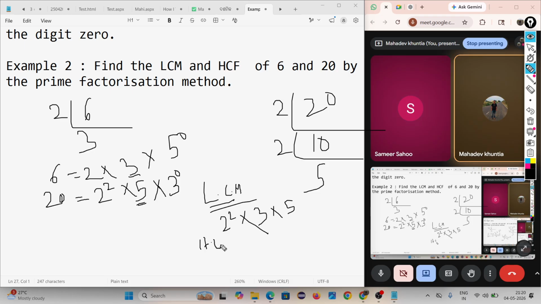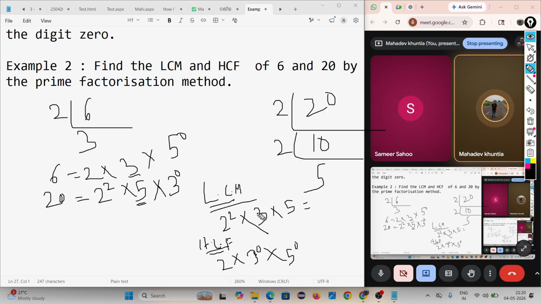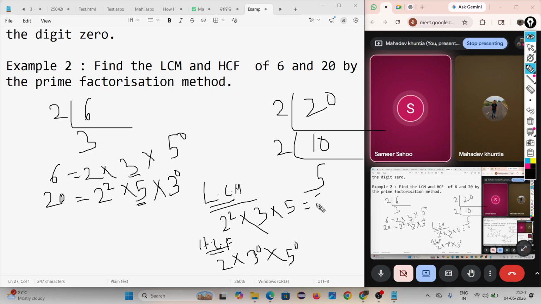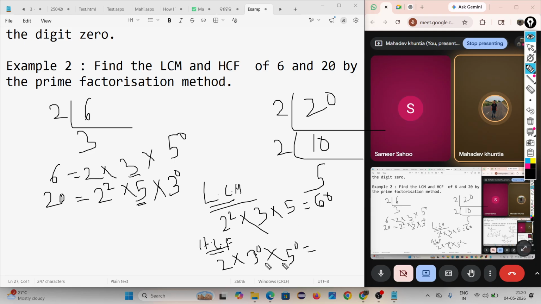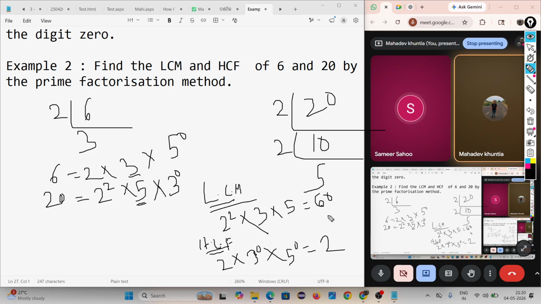For HCF, what is the lowest exponent? 2, and 3 to the power 0, and 5 to the power 0. 4 into 3 into 5, it's 60. This is the HCF and LCM. Okay, you understand how to find it? Yes. Okay.